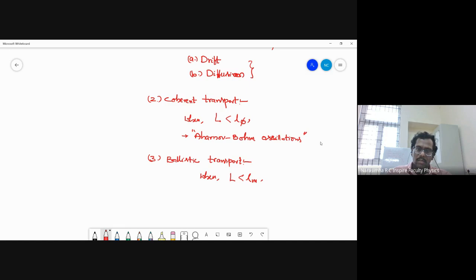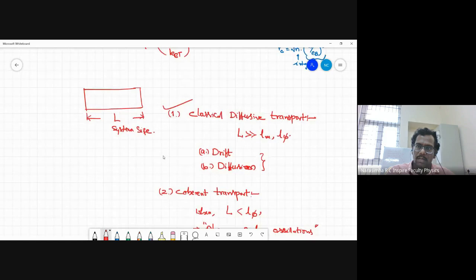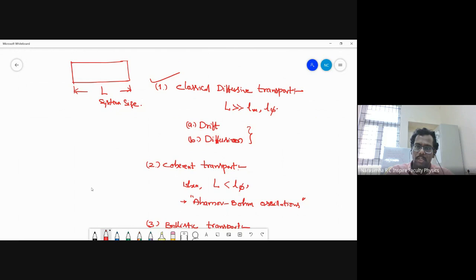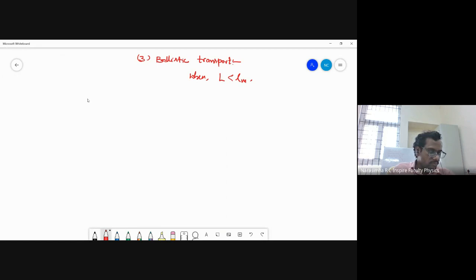Okay, so out of these three transport regimes, in this lecture we'll try to learn about classical diffusive transport. And in this classical diffusive transport mechanism, the main two mechanisms are drift transport and diffusion. So we are interested in classical diffusive transport. Now let me try to explain with some pictures.